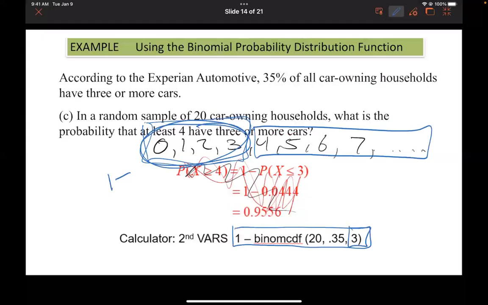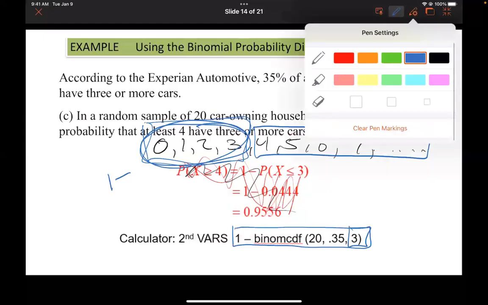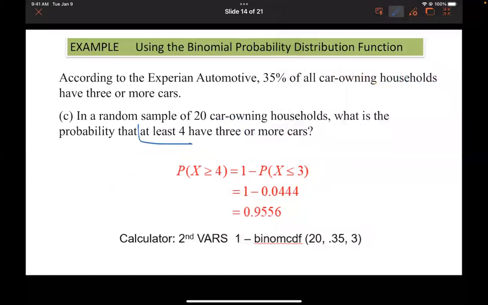Okay. What about at most? Would that be the same function as at least? Well, at most, if I said at most 4, isn't that the same thing as less than or equal to 4? Because at most 4 means it includes 4, 3, 2, 1, and 0. So at most would be less than or equal to. So at most 4 would be like 0, 1, 2, 3, and 4. Right. So it would be less than or equal to 4.